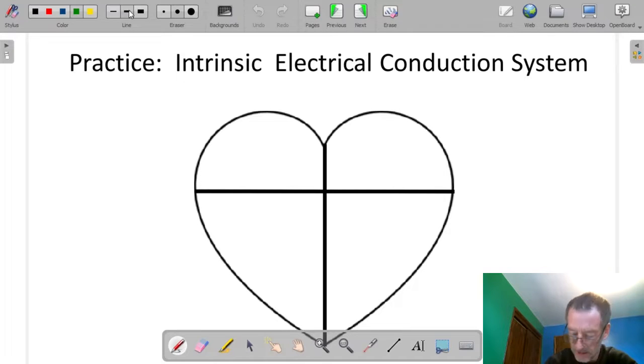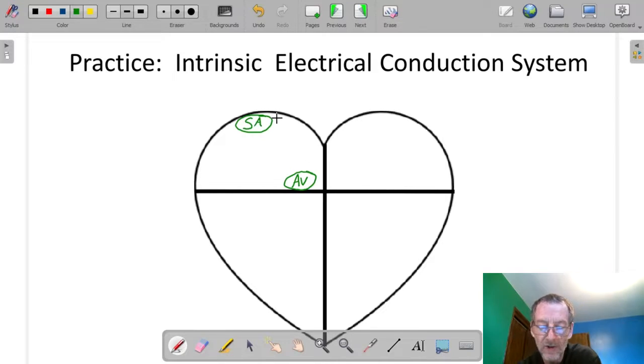So, assuming that you're back after having tried this, let's put in the SA node. We'll just do this in order. So there's the SA node and the AV node. Get those into their relative position. And we could draw the internodal pathways. We're just drawing this system of conductive tissues.